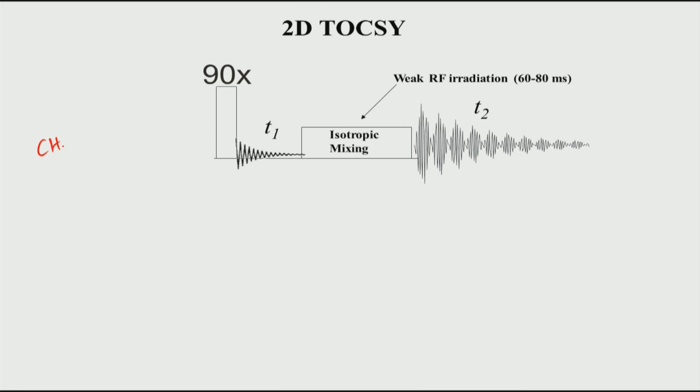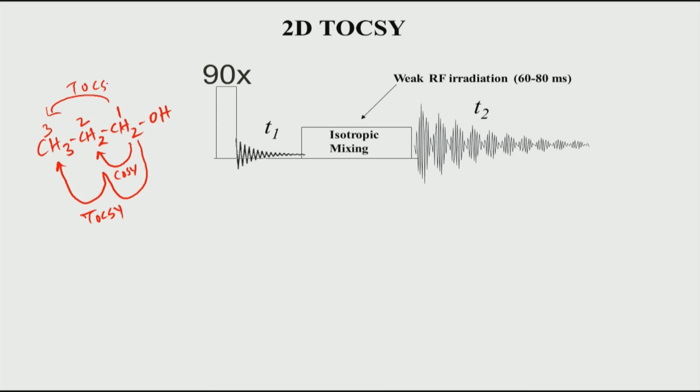Let us take the case of propanol. Here let us label three hydrogens as 1, 2 and 3. In the case of COSY this is what we will get, but in the case of TOCSY you will get from here to here, and then again from here to here. So, in a TOCSY experiment you actually go from one hydrogen to a far away hydrogen, that is from 1 to 3, because of the intermediate coupling to 2. Since 1 is coupled to 2 and 2 is coupled to 3, 1 gets coupled to 3 in TOCSY, but not in COSY.